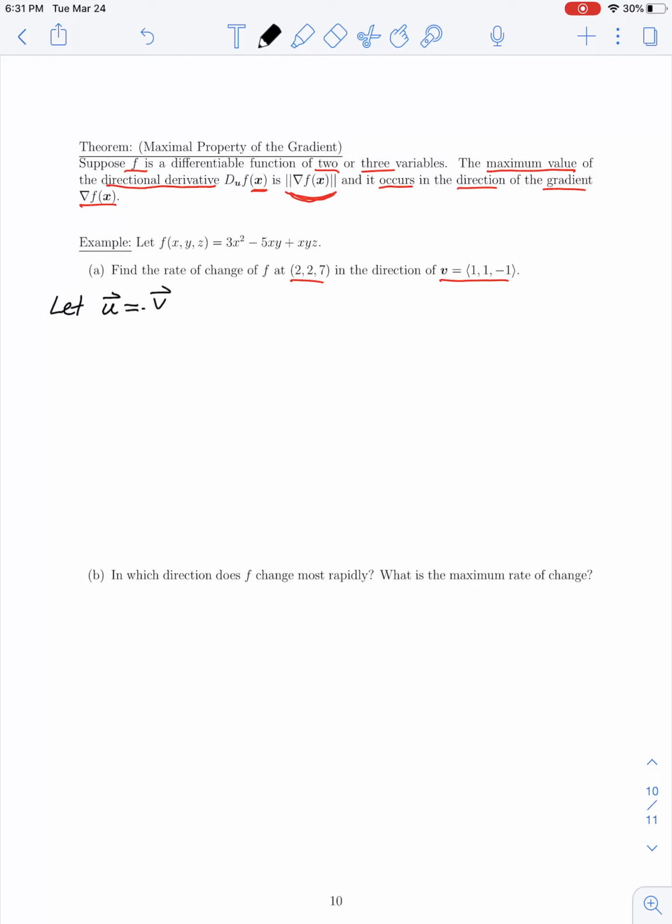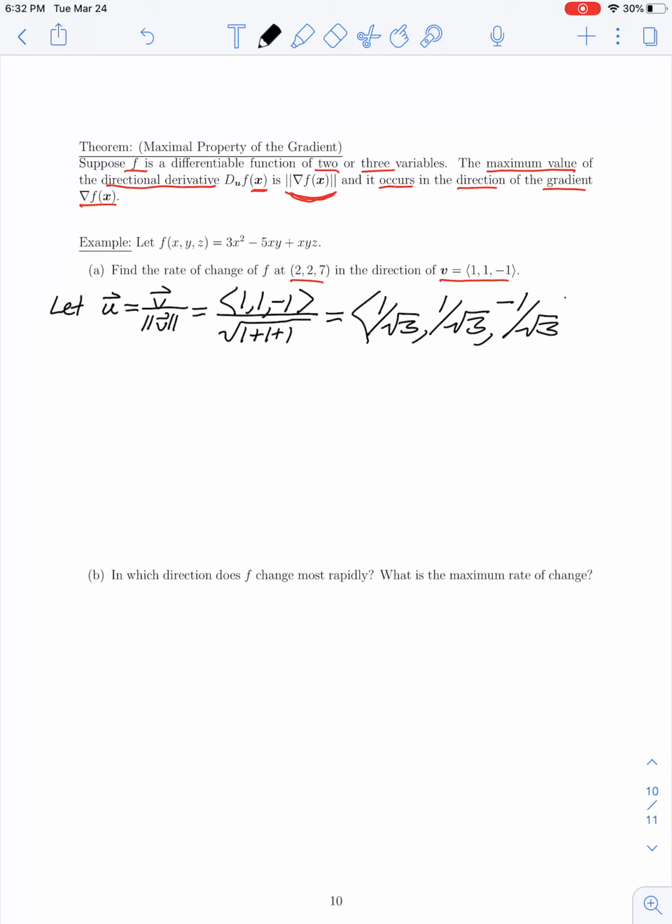So as always, our first step would be to find a unit vector u in the direction of v. So here our vector v was the vector 1, 1, negative 1, and the magnitude of that vector is the square root of 1 plus 1 plus 1. So here we have our unit vector 1 over root 3, 1 over root 3, negative 1 over root 3.